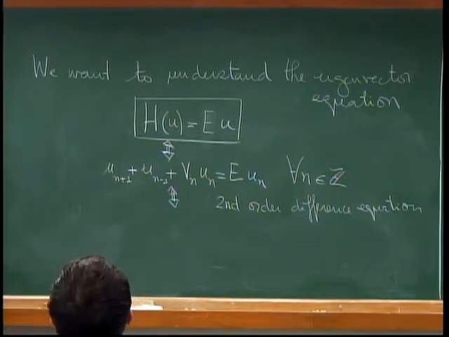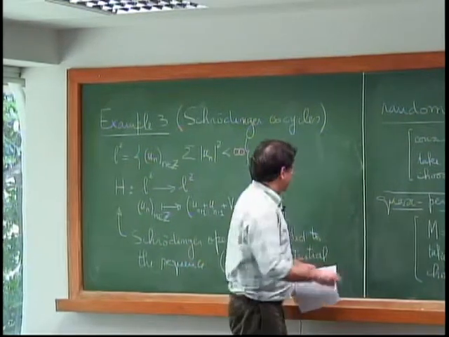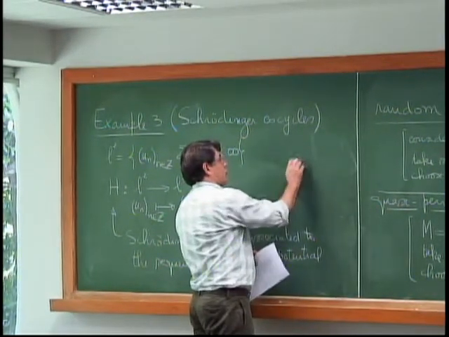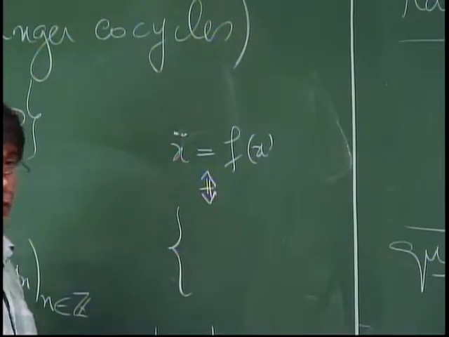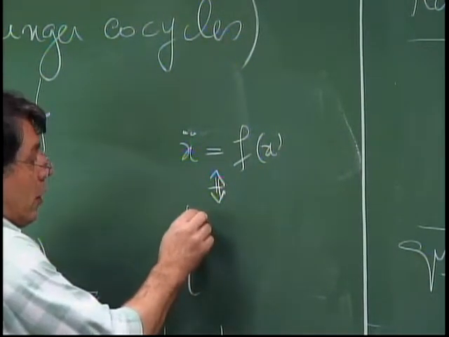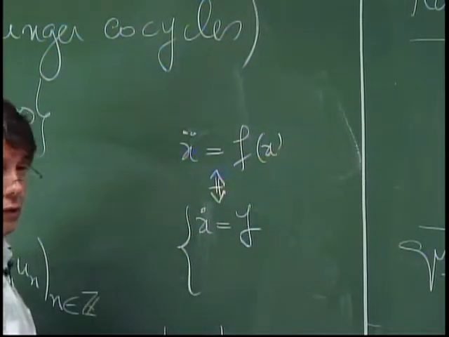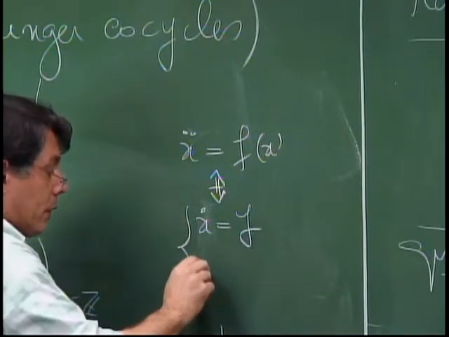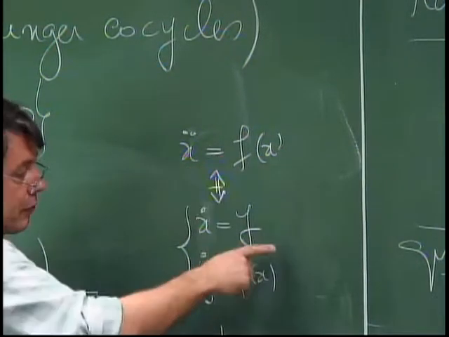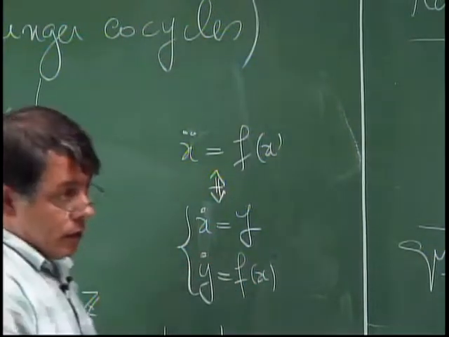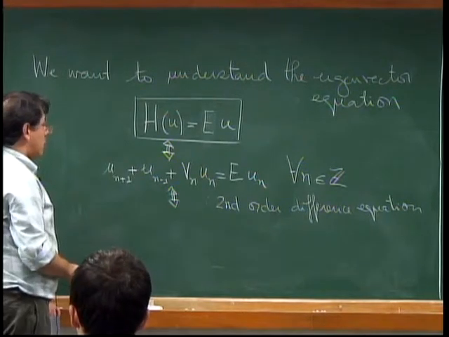And when you have a second order differential equation, you can always transform it into a first order differential equation. That's this trick. If you have x second derivative equals f of x, you can transform this into a first order equation. You call x dot, you give it a name, you call it y, and then x double dot becomes y dot equals f of x. A second order differential equation becomes a first order system of differential equations. You can do that also in discrete time. That's what I'm going to do. So how does that go?